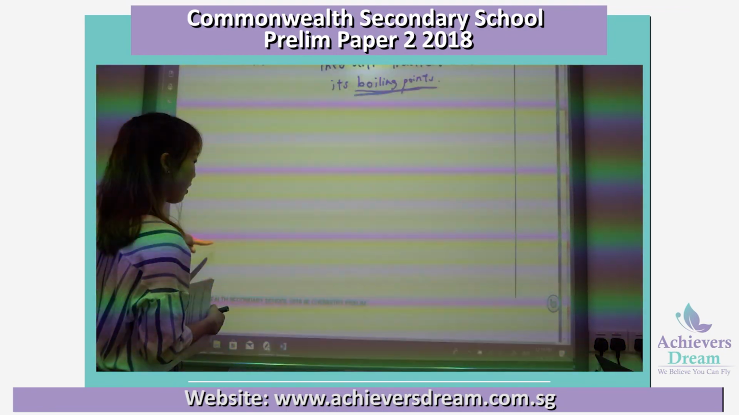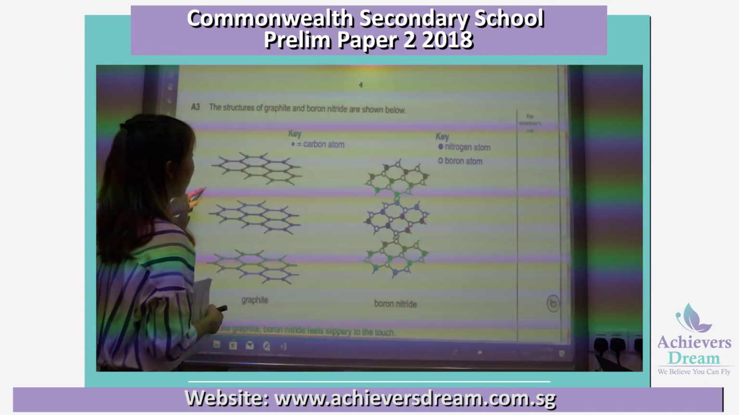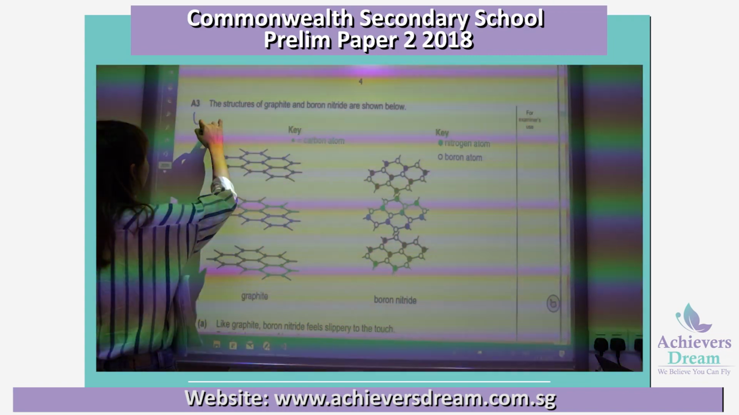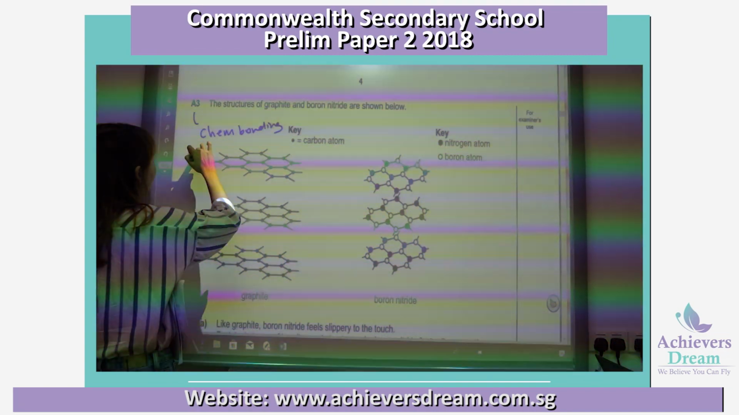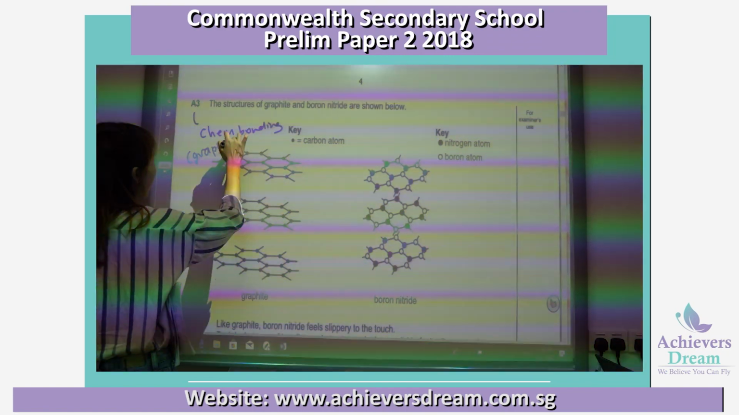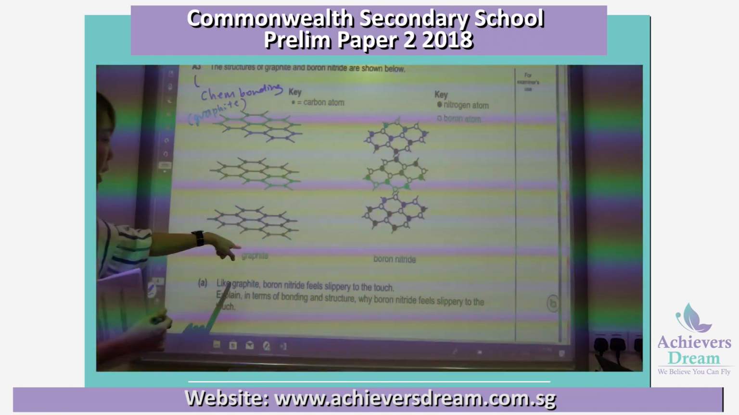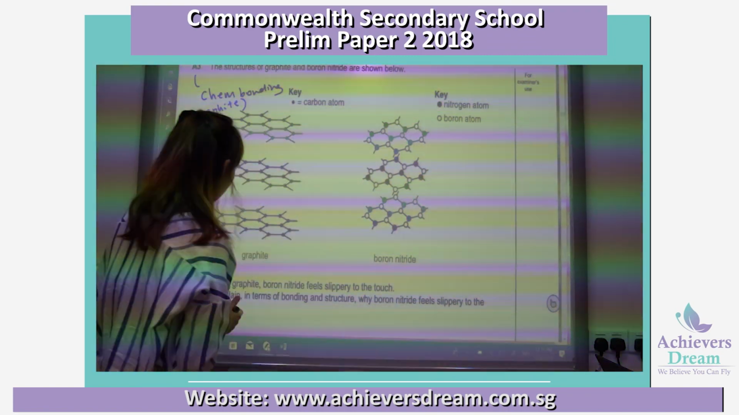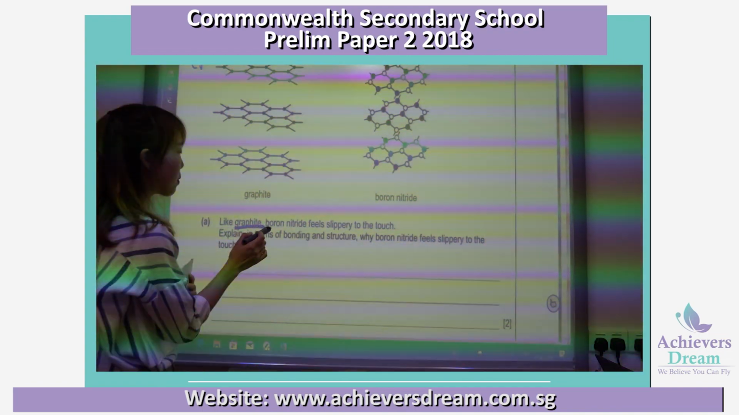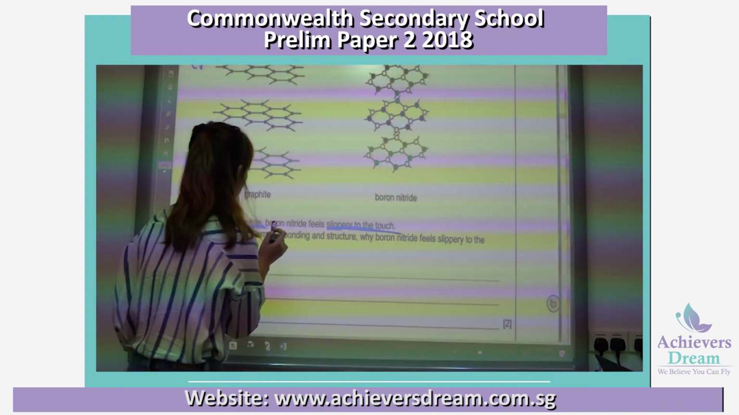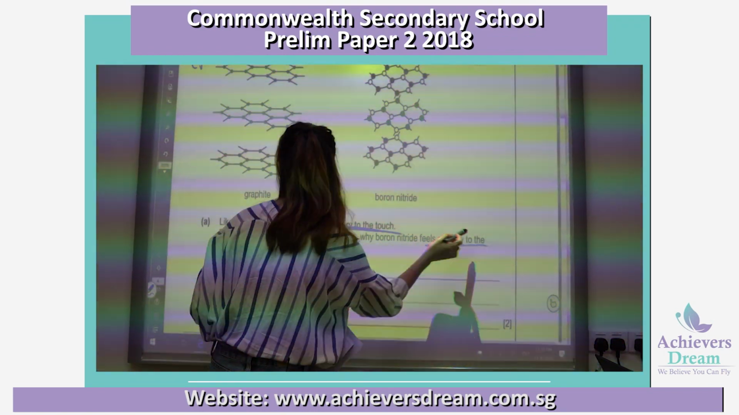Then for A3, A3 is a chemical bonding question, specifically your graphite, your giant covalent structure. Here they show you the structures of graphite and also boron nitride. Part A: like graphite, boron nitride feels slippery to the touch. So explain in terms of bonding and structure why boron nitride feels slippery to the touch.